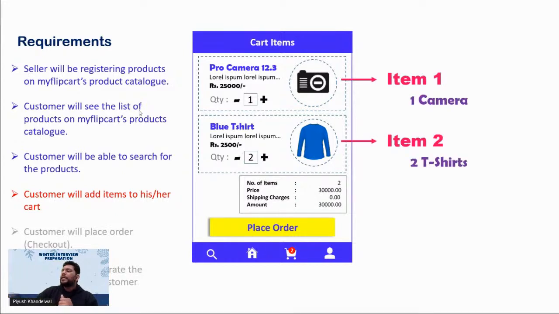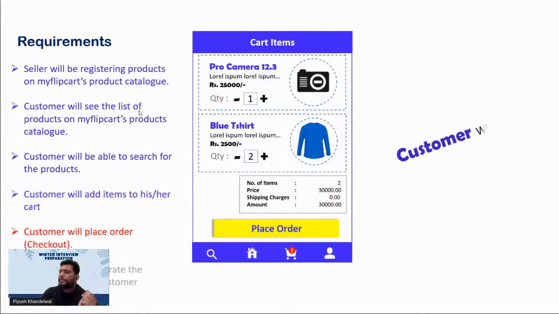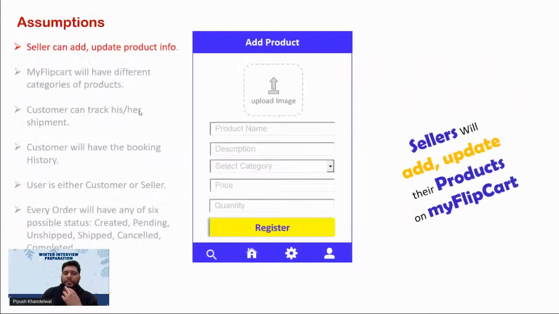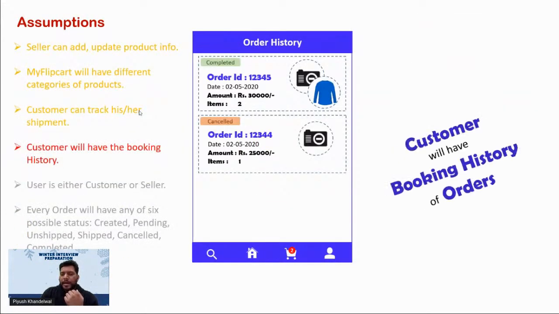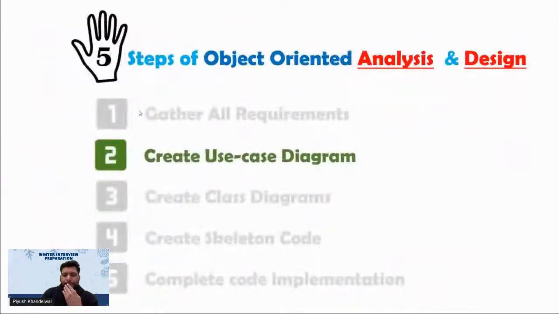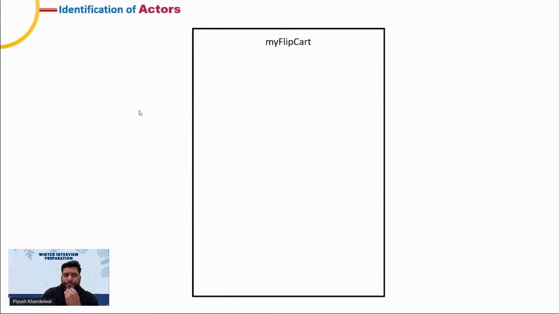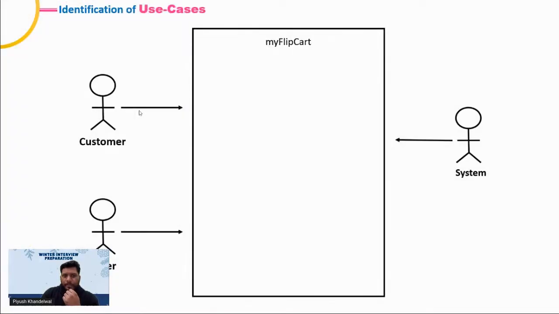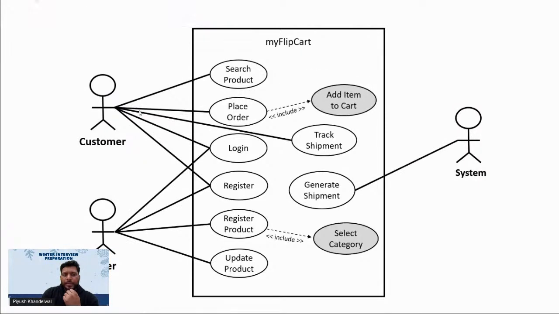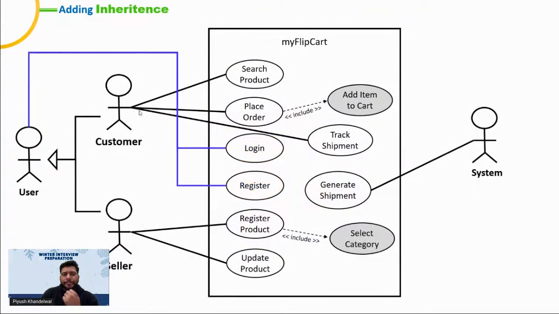So here, this one camera is an item. 2 t-shirts is an item. They are not products. Okay? I hope you got this now. This was the confusion. If you understood, please type item in the chat box. Okay, so we have done this, right?